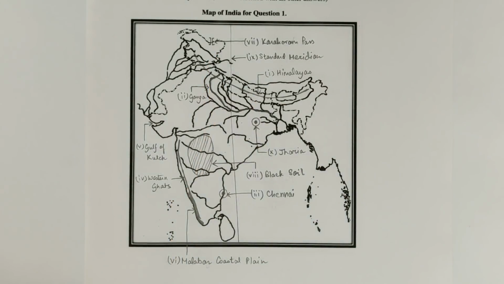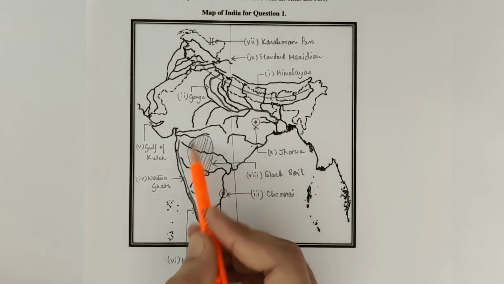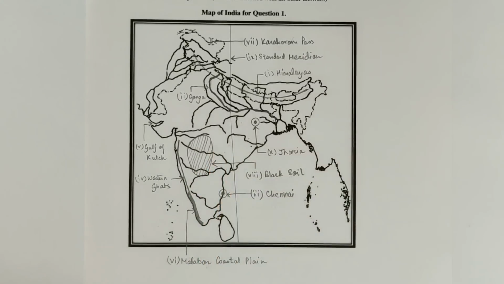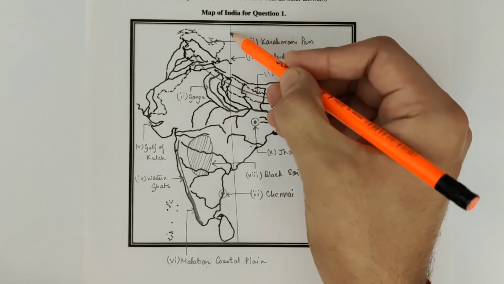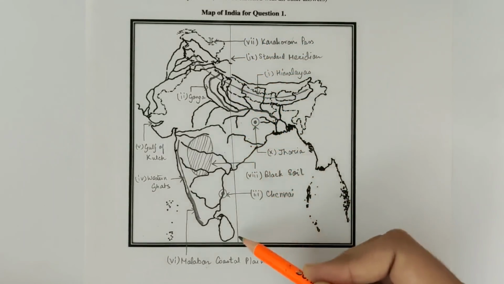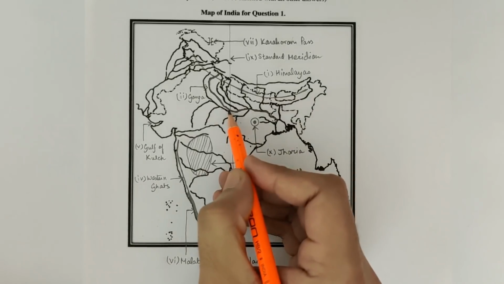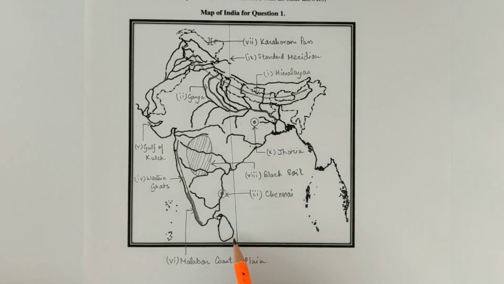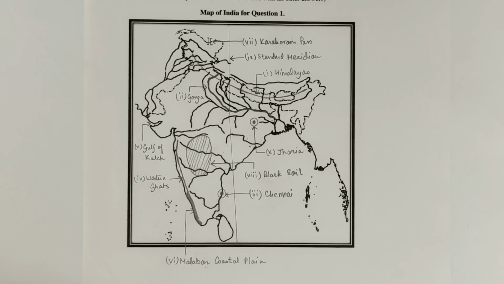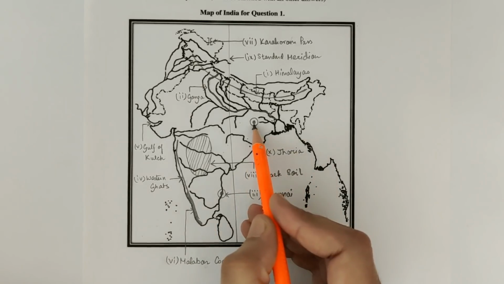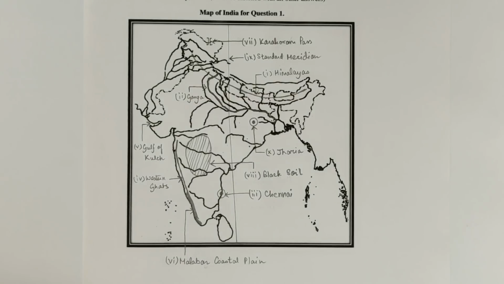Part 8, Black Soil Area in Peninsular Region. So guys, in the peninsular region of India, black soil is located over here. Part 9, the Standard Meridian of India. This line is the Standard Meridian of India. You have to note two things. First of all, it passes from Allahabad over here, and secondly, it does not touch Sri Lanka. Part 10, the Jharia coal fields. So over here we have the Jharia coal fields.